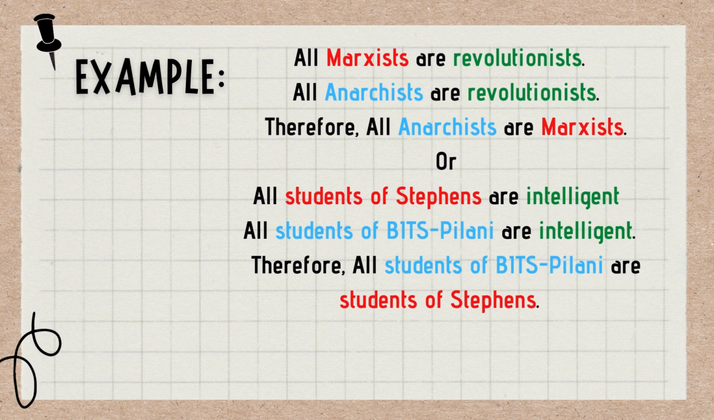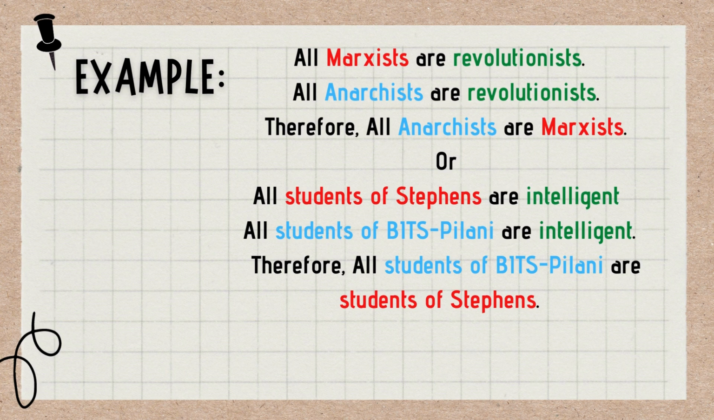So what is it telling us? The middle term should be distributed in at least one premise, but it is not. Here, all Marxists are revolutionists, all anarchists are revolutionists. In this case, it is the class of revolutionists. It is undistributed because neither premise applies to all revolutionists. All Marxists, all anarchists. It doesn't say all revolutionists, right? Therefore it cannot be used to connect anarchists and Marxists. Both of them could be separate and unconnected divisions of the class of revolutionists.